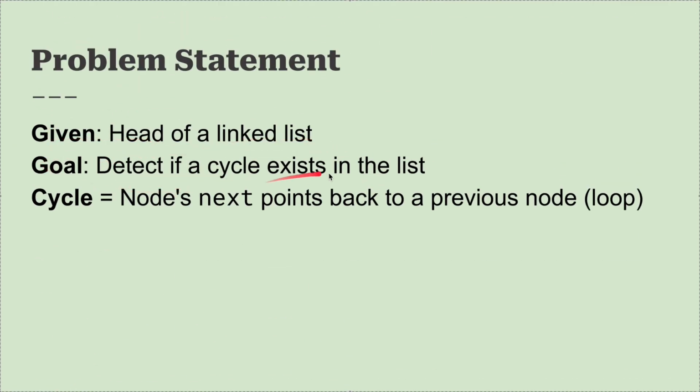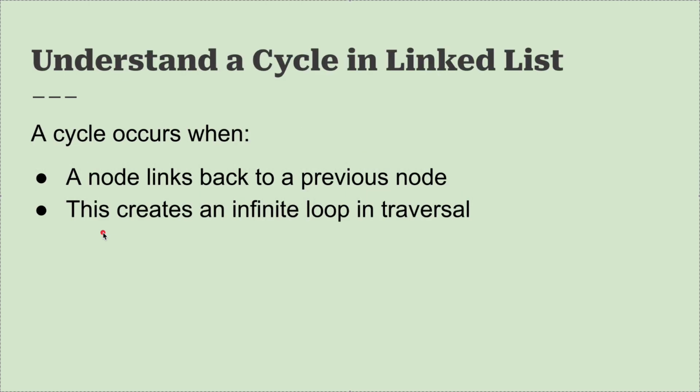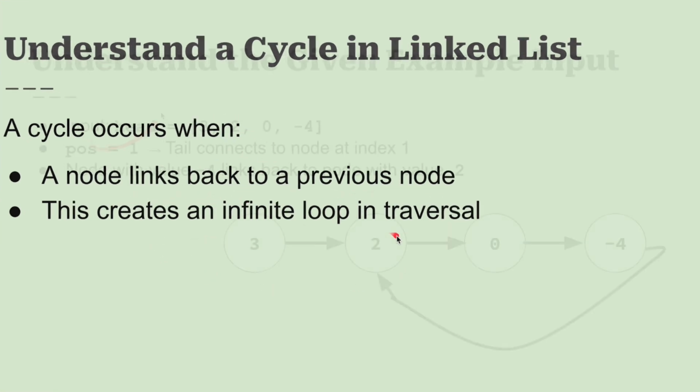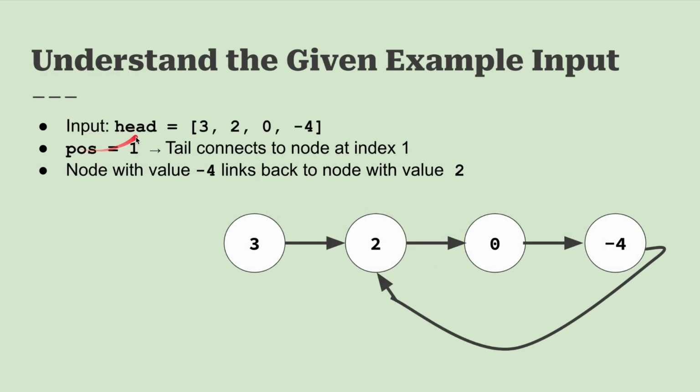The problem statement is saying that we are given the head of a linked list, and our goal is to detect if a cycle exists in the list or not. A cycle occurs when a node's next points back to a previous node, and we get the cycle, right? We have already discussed this. So a cycle in the linked list means a cycle occurs only when a node links back to a previous node, and this creates an infinite loop. We are given this head and this pos.